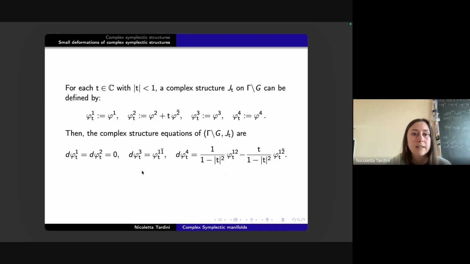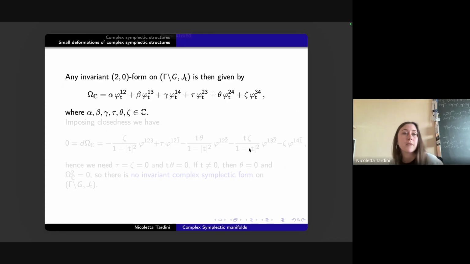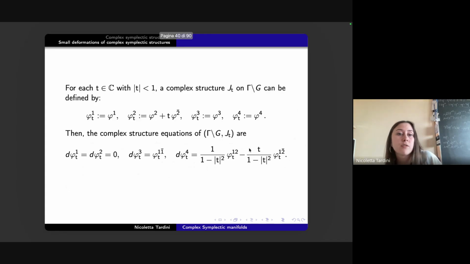And the complex structure equations become this. So essentially, the only new term that is appearing is this one. Because of course, if t is equal to 0, you don't have this term, and then you find the initial complex structure, the central fiber of the deformation. But if t is non-zero, you have this extra term. And so we wanted to show that these complex manifolds do not admit any complex symplectic form. So how do we do this?